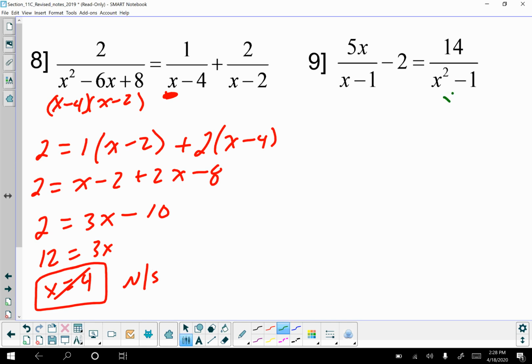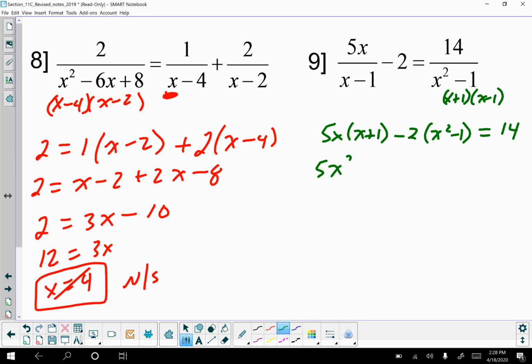Number 9, I get x plus 1 and x minus 1. I'm going to multiply all three terms by that. So this first one, I'm going to get 5x plus 1 minus 2x squared minus 1 equals 14. Everything would cancel out if I multiply by x plus 1 and x minus 1. Distribute over the parentheses. So I get 3x squared plus 5x. If I move the 14 over, minus 12.